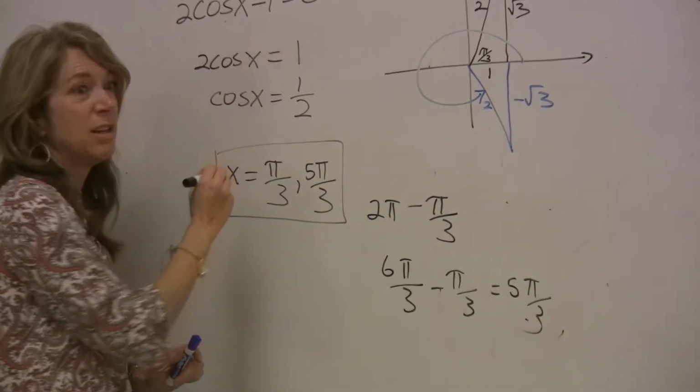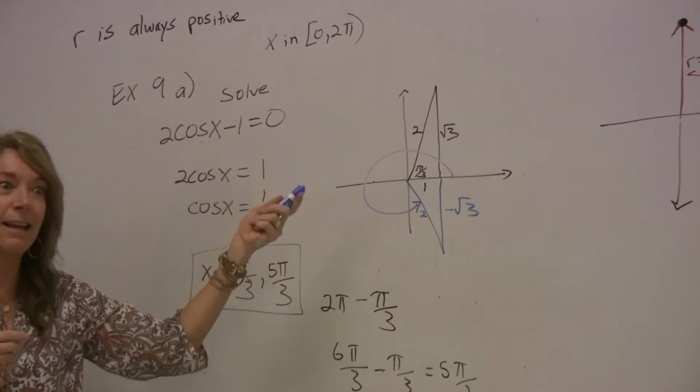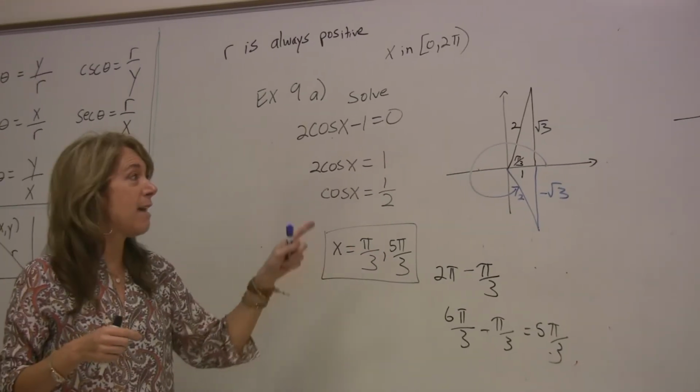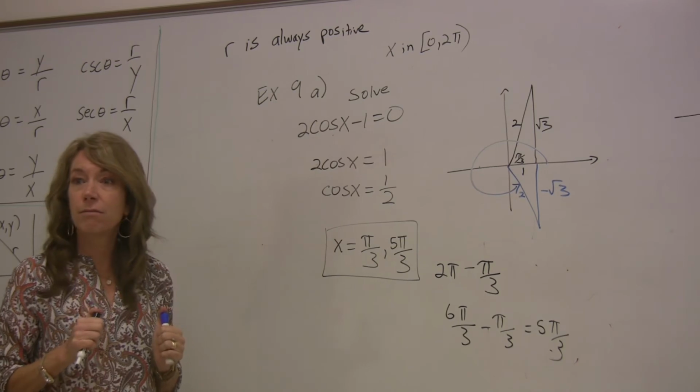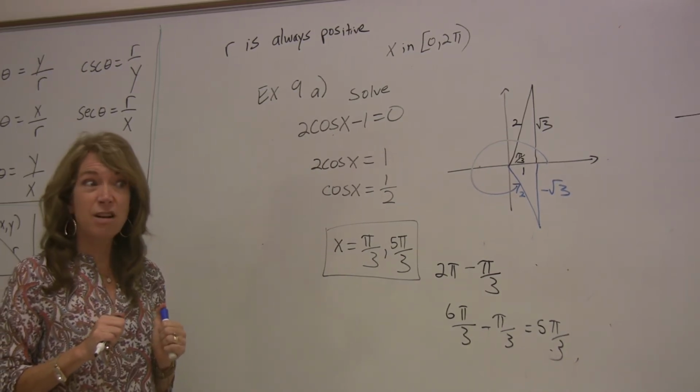And I actually do the same thing as you, Derek. I think of it as negative, and I'm like, wait, I have to make it positive, so I'll go around again, and then it'll be positive. So these are the two angles that have a cosine that's equal to 1/2. See how to solve that?